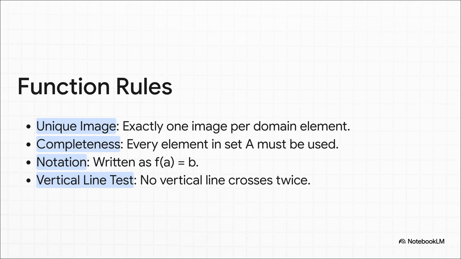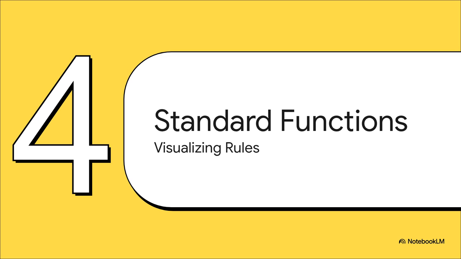We write this out with a notation f of a equals b. And if you're looking at a graph, we use the vertical line test. Just drag an imaginary vertical line across the graph. If it touches the curve more than once at any point, boom, it fails, not a function. Which brings us to Section 4, Standard Real Functions, Visualizing Rules.